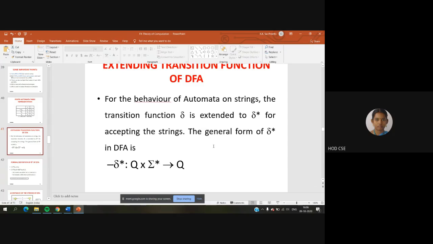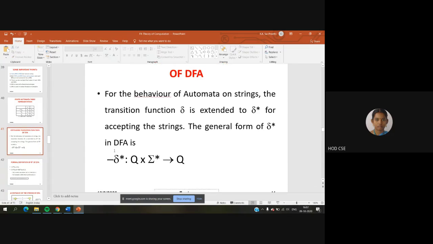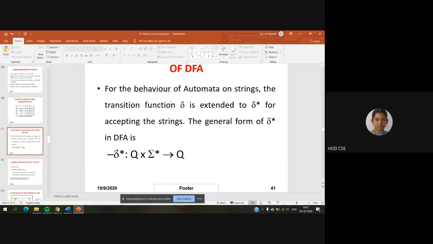This is very important because we have to design the machine for accepting the language. What is a language? A language is a set of strings. So we should facilitate how the finite automata can accept a string. Then only we can say how the finite automata accepts the language. You understand? The extended transition function of delta is called delta star or delta cap.